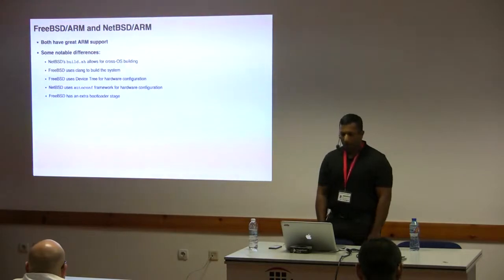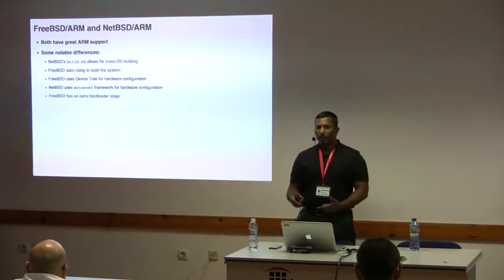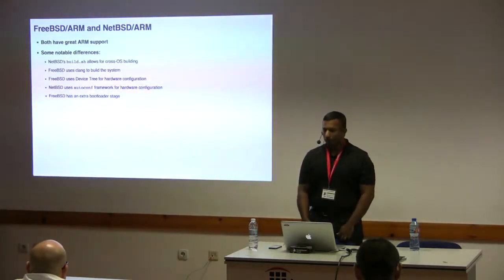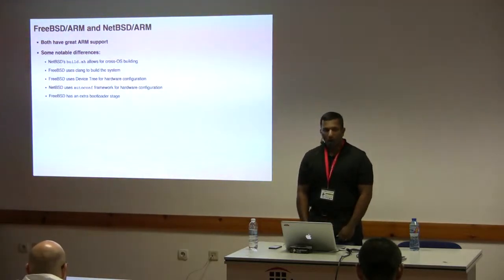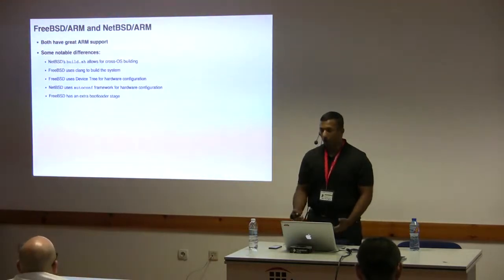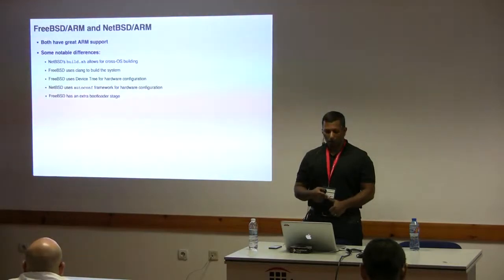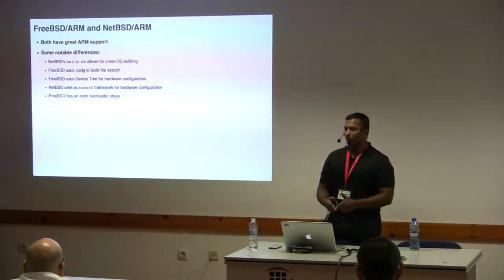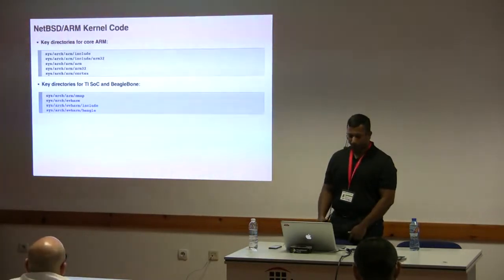FreeBSD and NetBSD both have really great ARM support, and there are some notable differences. NetBSD's build.sh, which is what you use to build the system, allows for cross-OS building, so you can build on Linux or Mac or whatever, which is kind of cool. FreeBSD uses Clang to build the system, which is interesting, even on ARM. FreeBSD uses device tree for hardware configuration, while NetBSD uses the autoconf framework. FreeBSD has an extra bootloader stage called uBootloader, and we'll look at that when we get into booting.